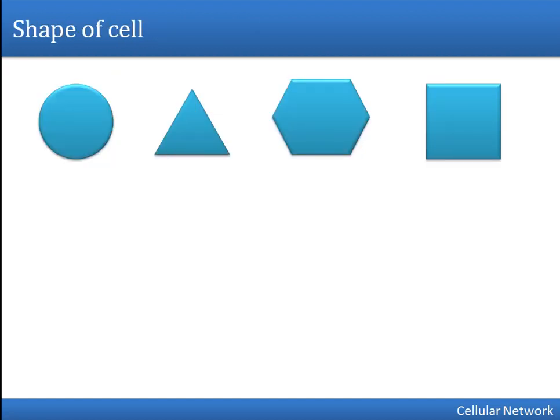So let's see the possible options. There are other options as well, but we are going to discuss only these. If we go for a circle and try to cover the entire area, there will be overlapping, so this option is rejected right here. In case of a triangle, there won't be any overlapping. Hexagonal, no overlapping. Square, no overlapping. So now we are left with three options.